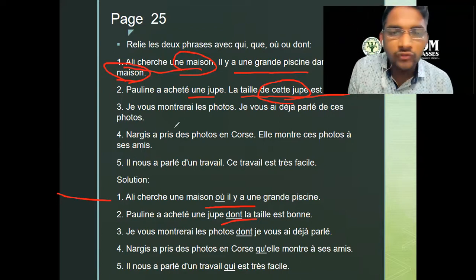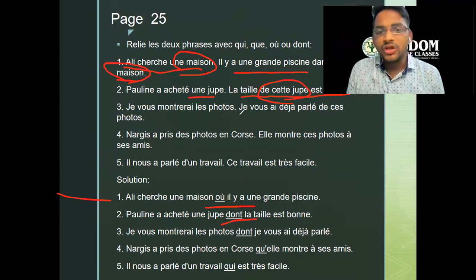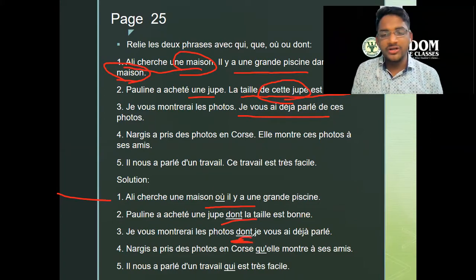Third one, je vous montrerai les photos. I will show you the photos. Je vous ai déjà parlé. I already spoke to you of these photos. तो देखो, I will show you the photos of which I already spoke to you.